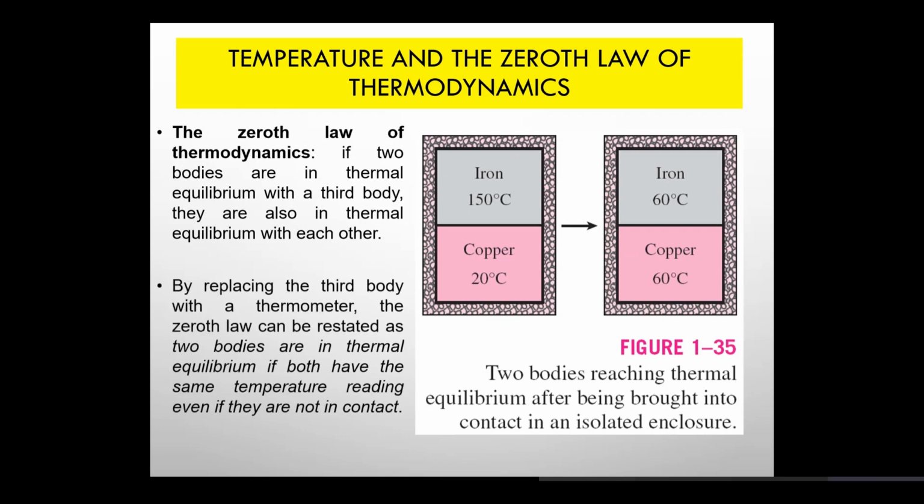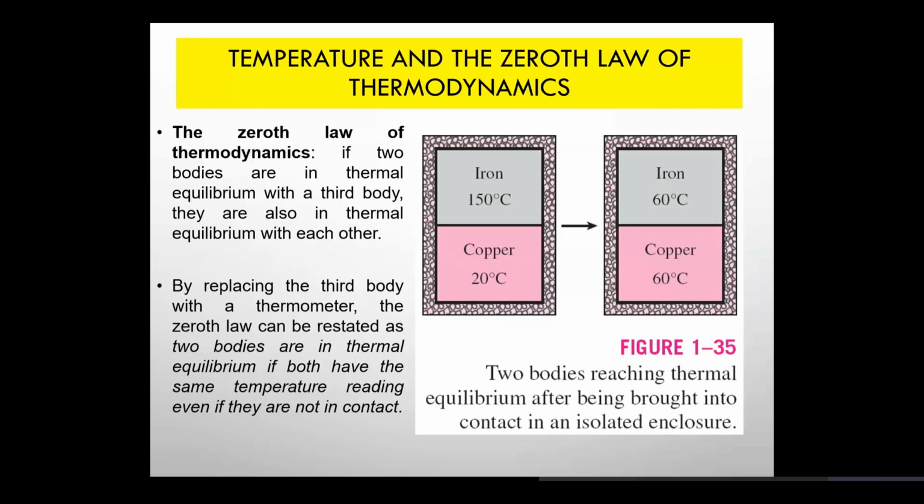By replacing the third body with a thermometer, the zeroth law can be restated as: two bodies are in thermal equilibrium if both have the same temperature reading, even if they are not in contact. This is the basis on which your thermometers are being designed. Let's say I have a bucket of ice and water in thermal equilibrium and I place my mercury thermometer within that bucket. Let's say there are no markings on the temperature scale. All right, the thermometer has no markings. Clear? When I place it in the bucket of ice and water, the mercury would rise to a certain level.